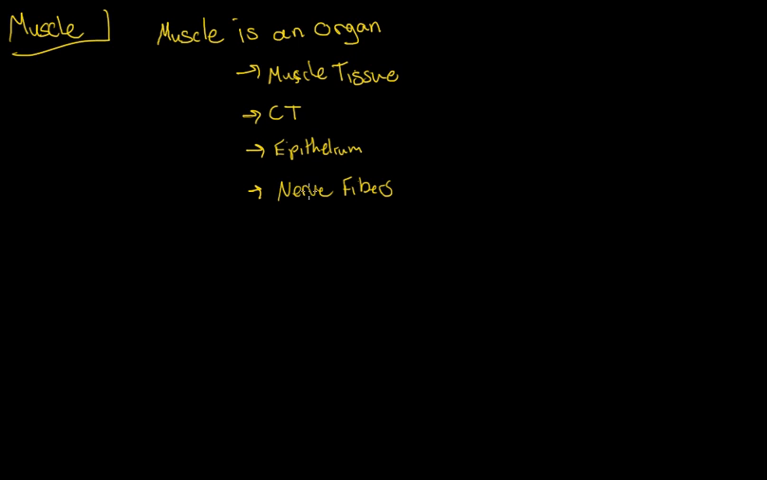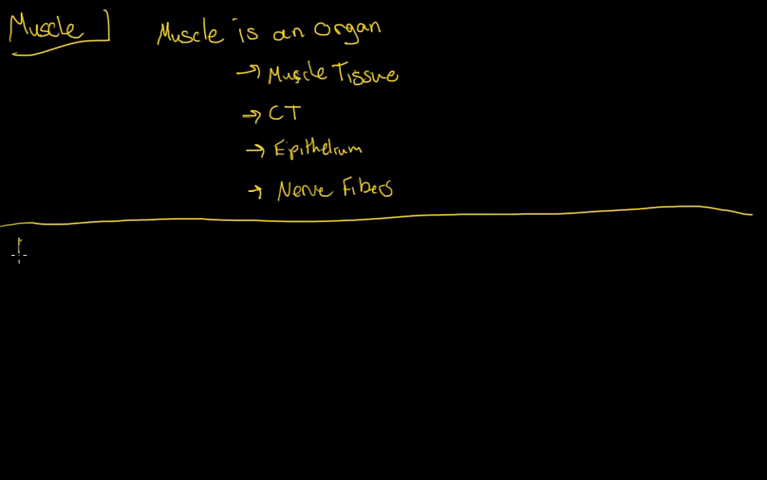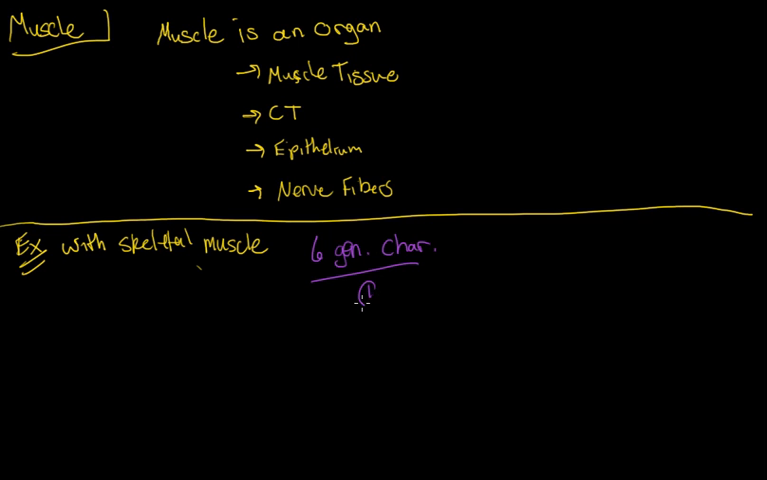For the rest of the time, we're going to be using skeletal muscle as an example as we're going through it. And so, for example, with skeletal muscle tissue, it's going to have 6 general characteristics. It's going to be multinucleated. They're not going to be able to divide after birth.